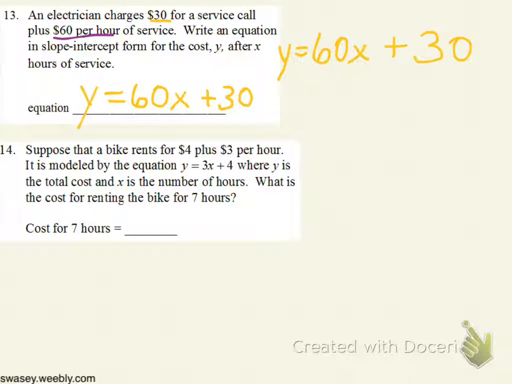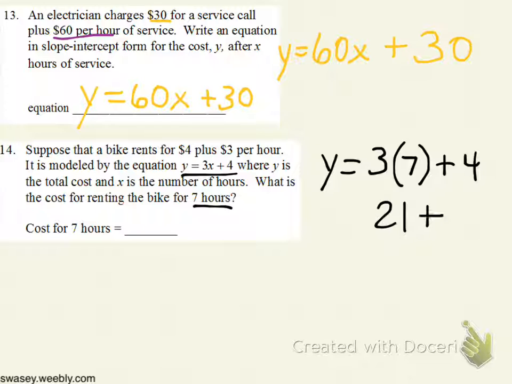Number 14, you have the equation already, and you're replacing x with 7, because x is the number of hours here. So y equals 3. In place of x put 7, so y equals 3 times 7 plus 4. Multiply before you add, get 21, and then add, and so we get 25. So the cost for 7 hours is $25.